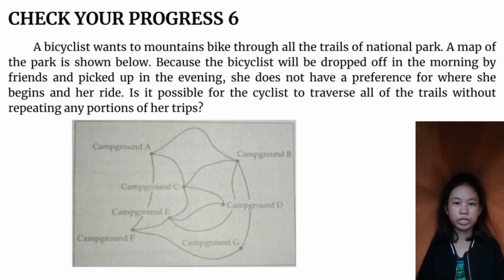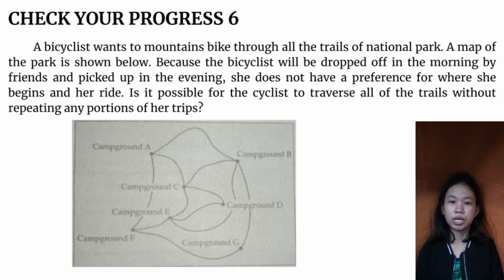Check your progress 6. Given the problem, is it possible for the cyclist to traverse all of the trails without repeating any portion of the trip? Let's find out. Yes, it is possible for the cyclist to traverse all of the trails with an Euler circuit. Instead, it will visit each edge point that traces the portion of the trip.